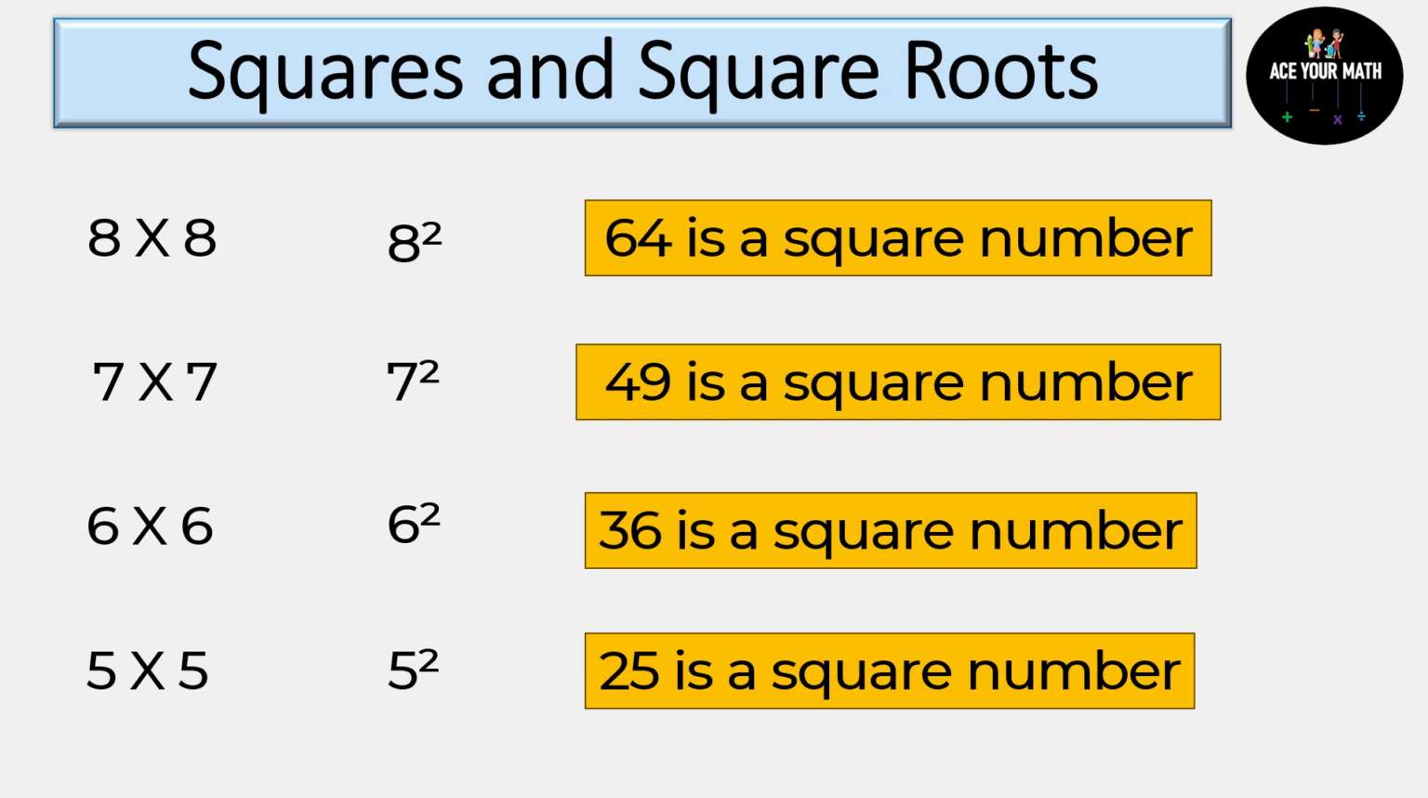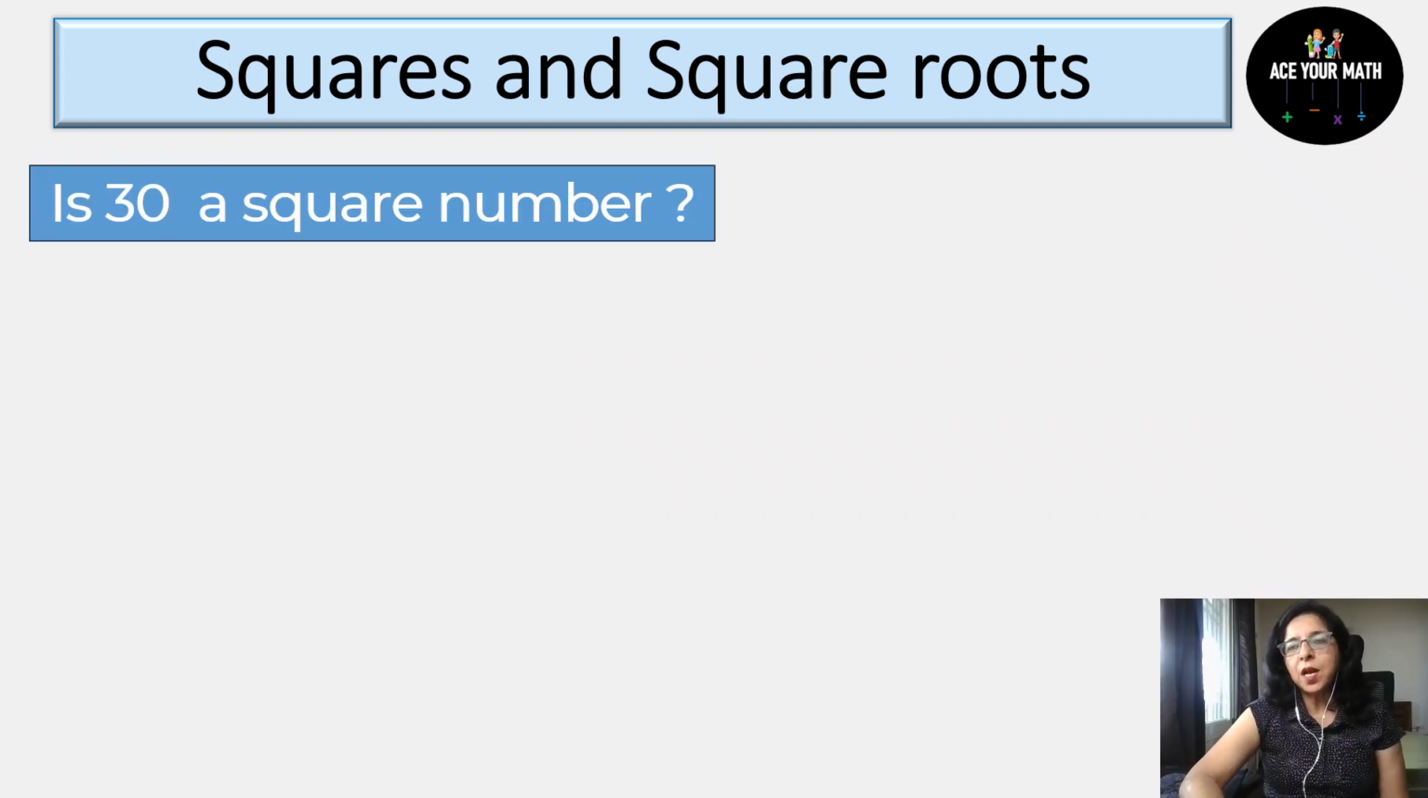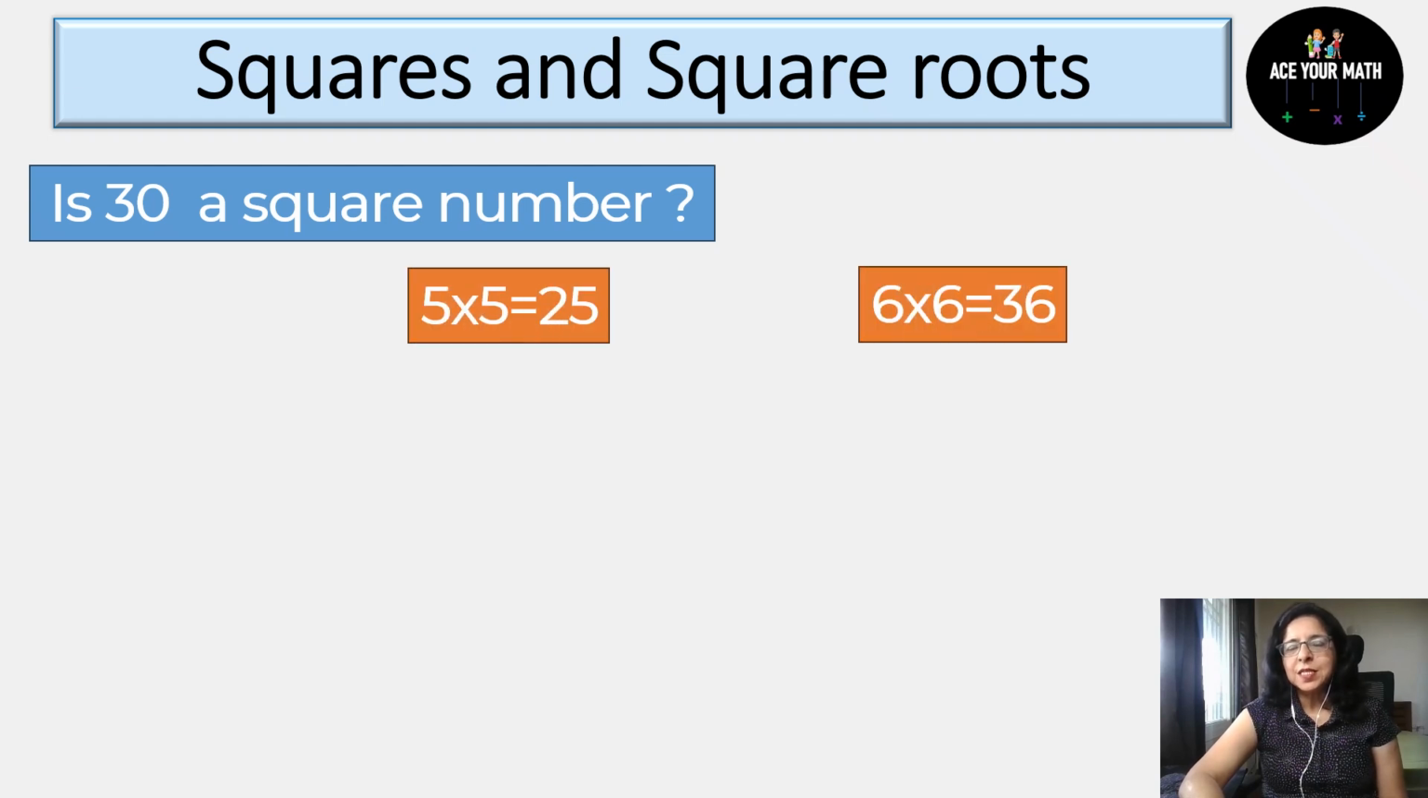So there are many square numbers. The only thing is that the same number being multiplied by itself will give you a square number. Now see one more question. If someone asks you, is 30 a square number? You know that 5 multiplied by 5 is 25. 6 multiplied by 6 is 36. So for finding a square number, you need to multiply the same number by itself.